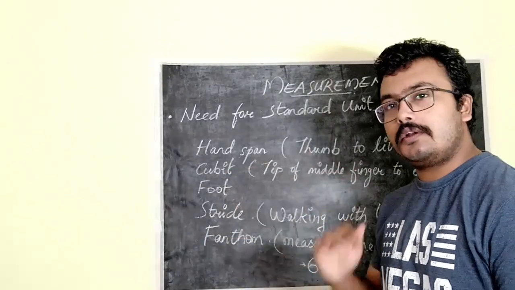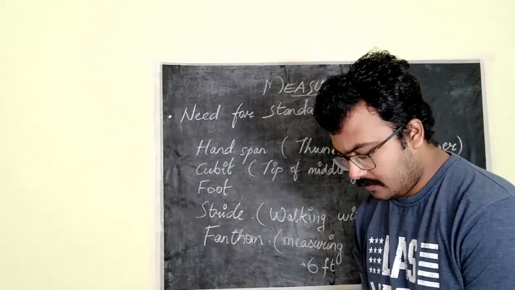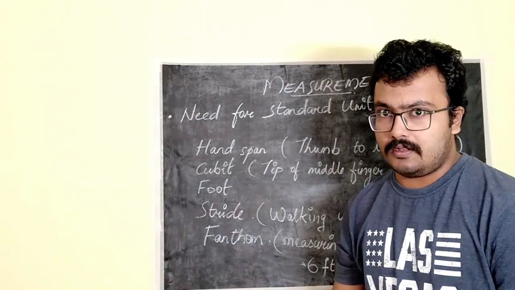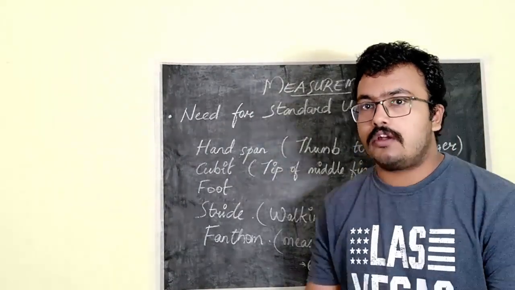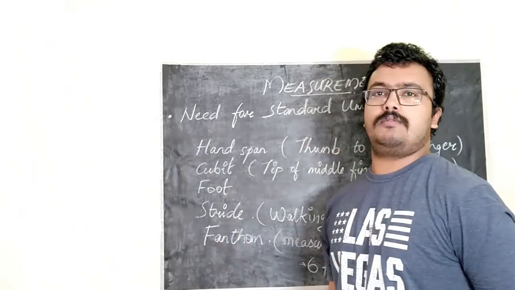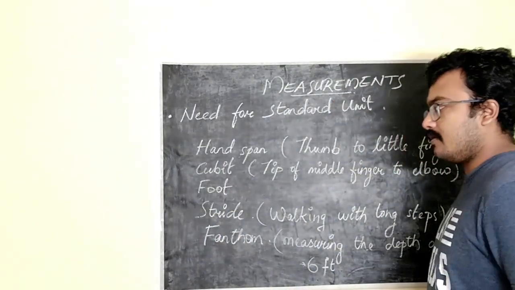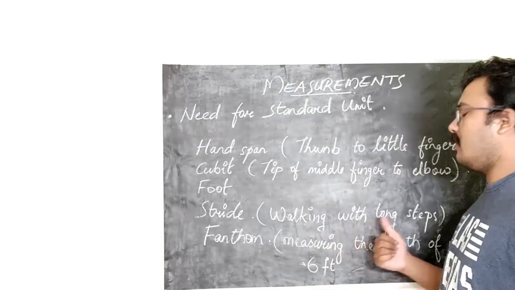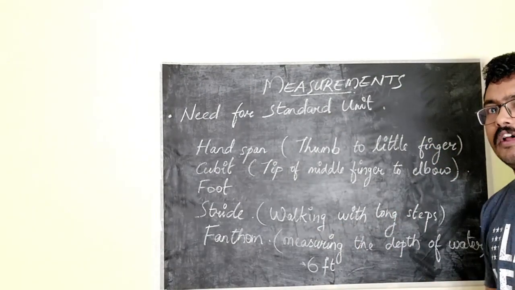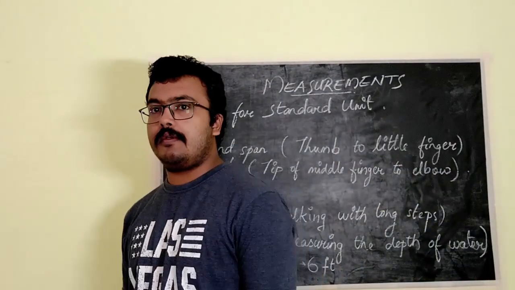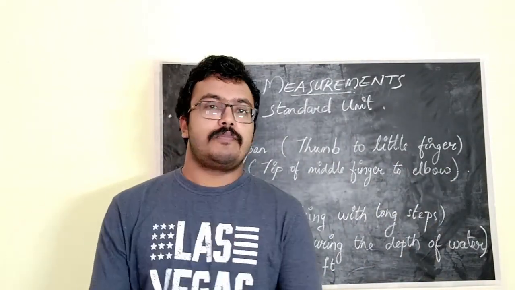Similarly, you have foot. Foot is the bottom part of one of your legs. If two are there, we call it feet. If one is there, it's foot. Then we have stride. Stride is walking with a long step. You already have done that. If you take a long step, you call it a stride.